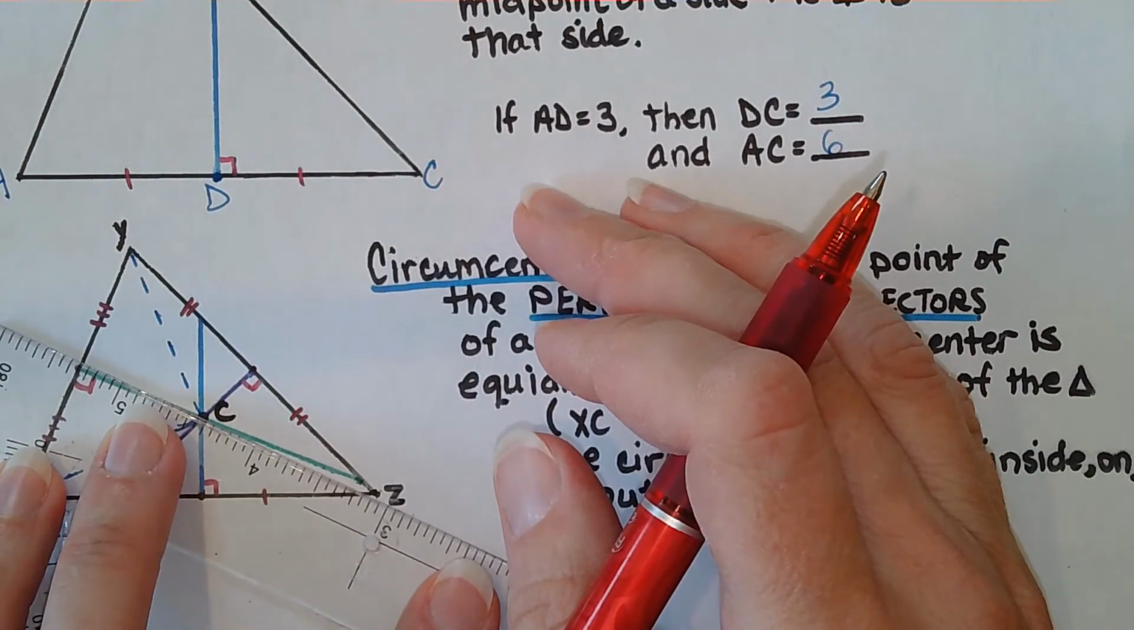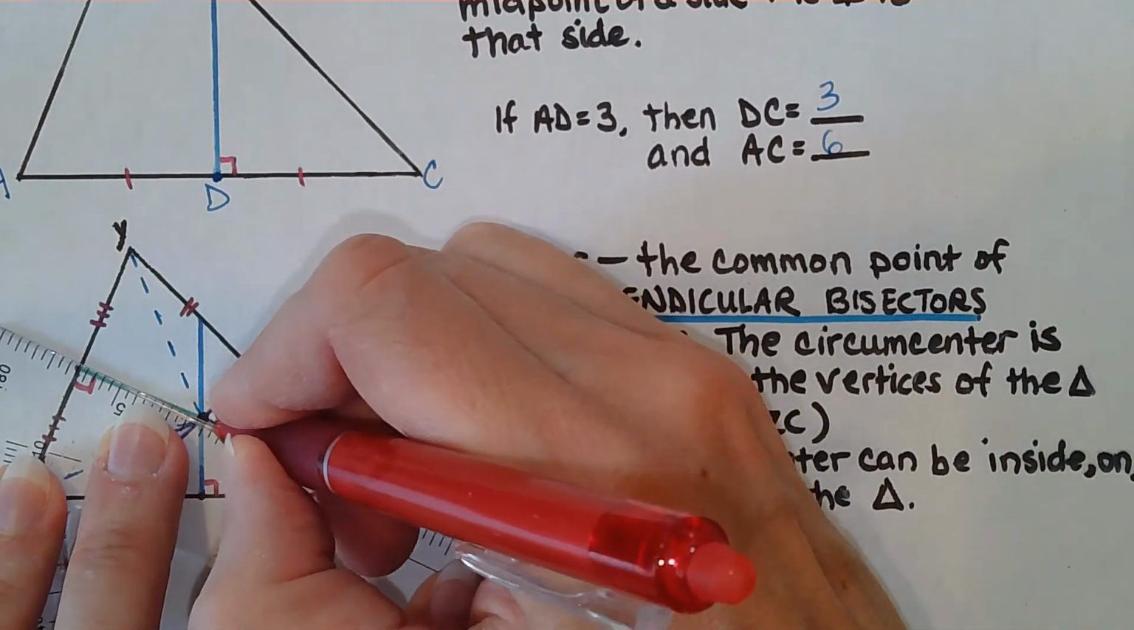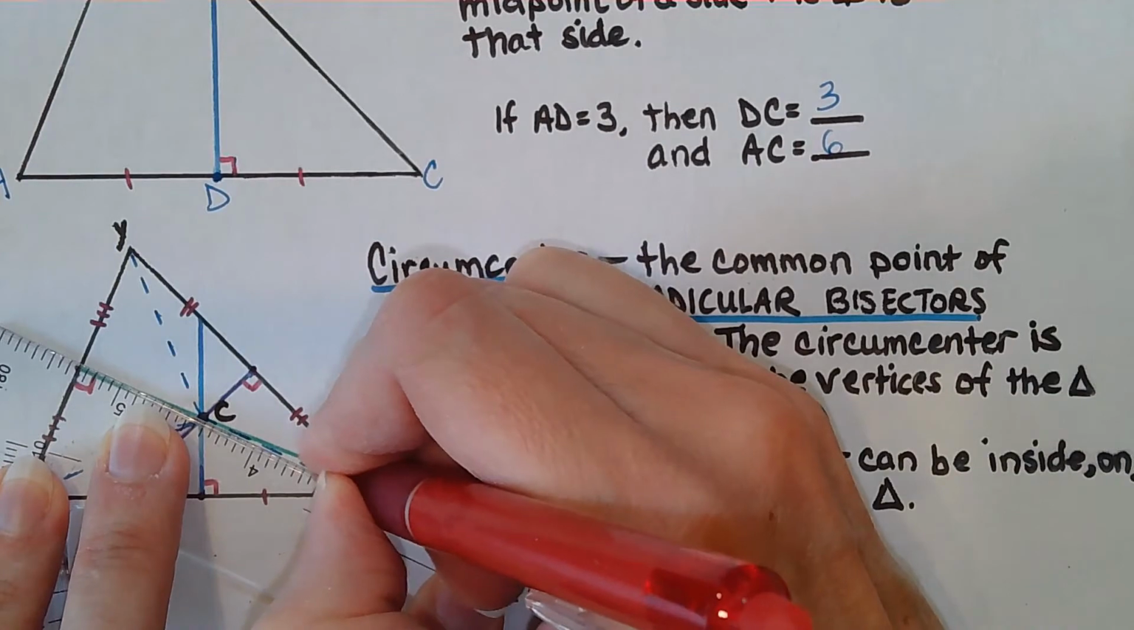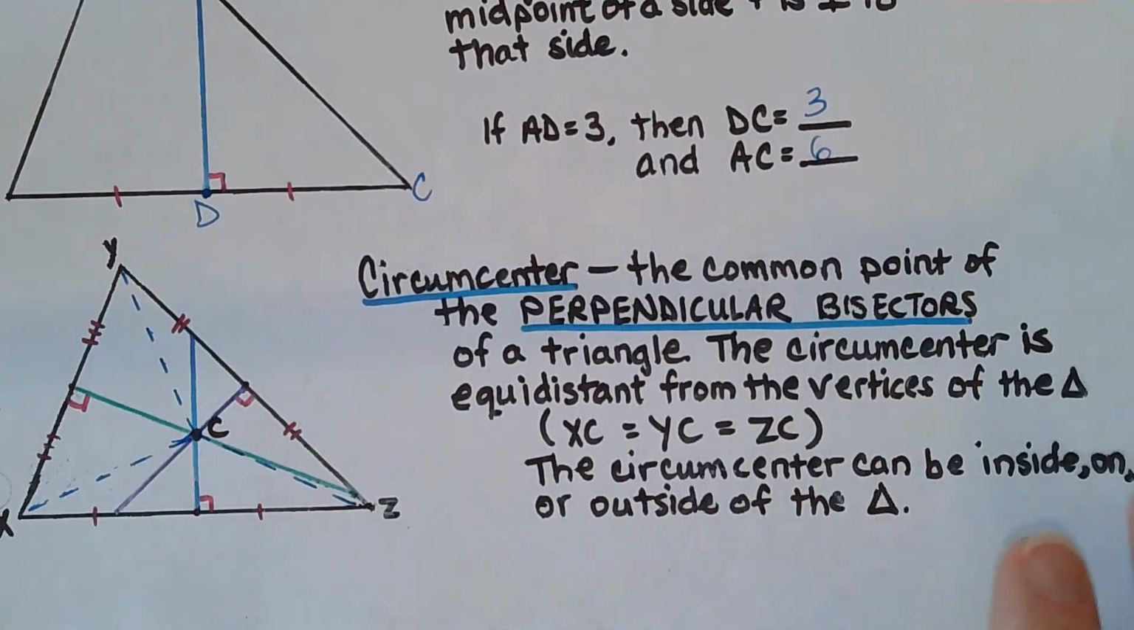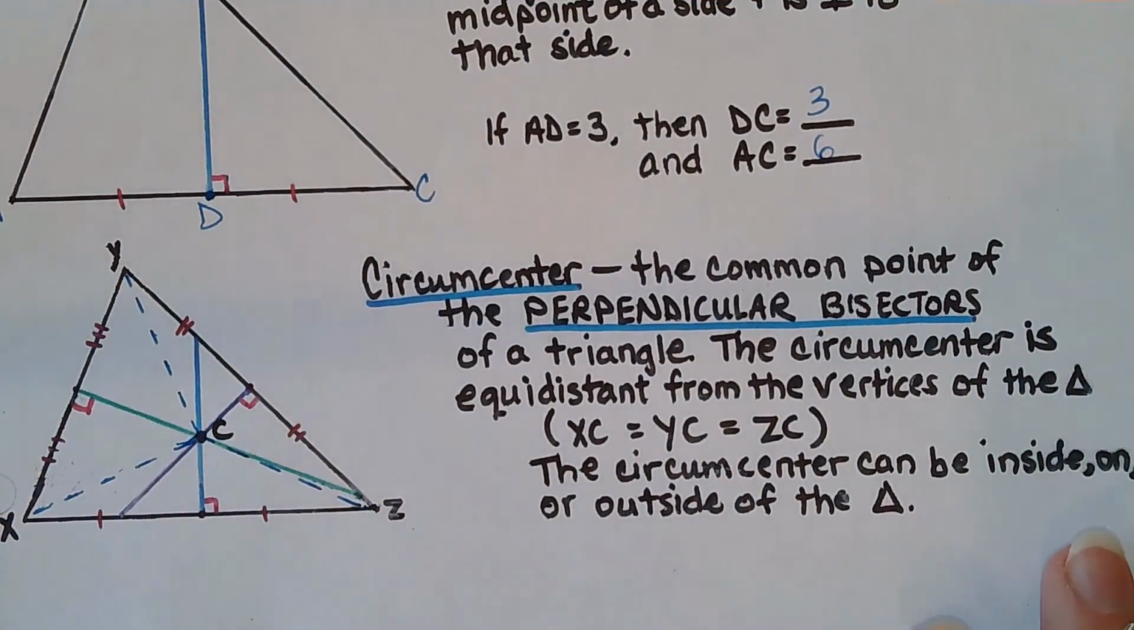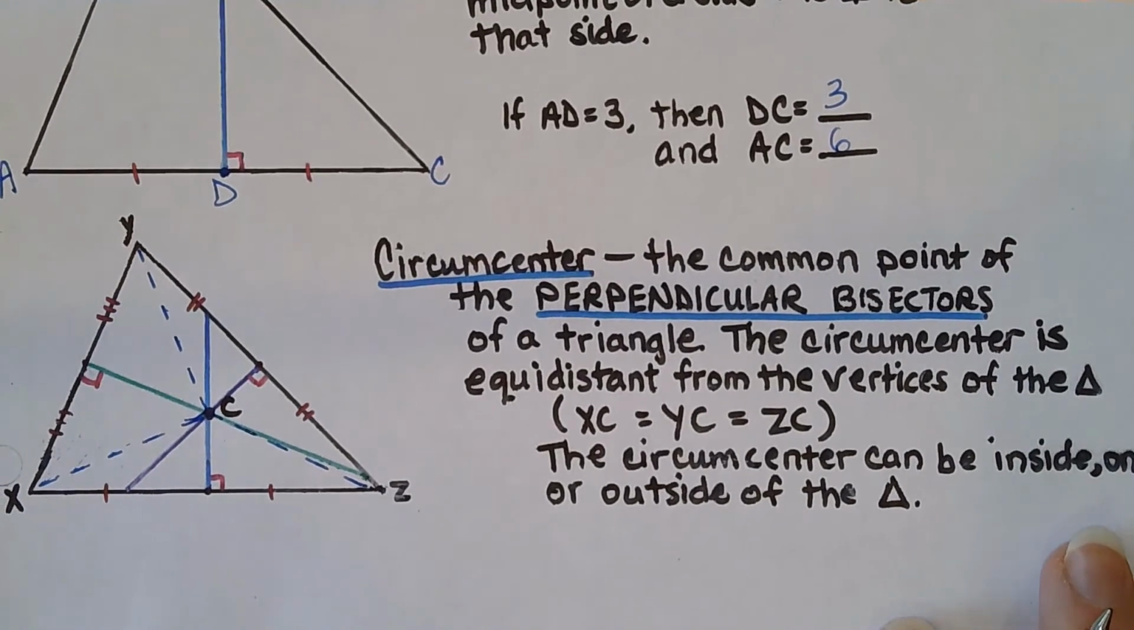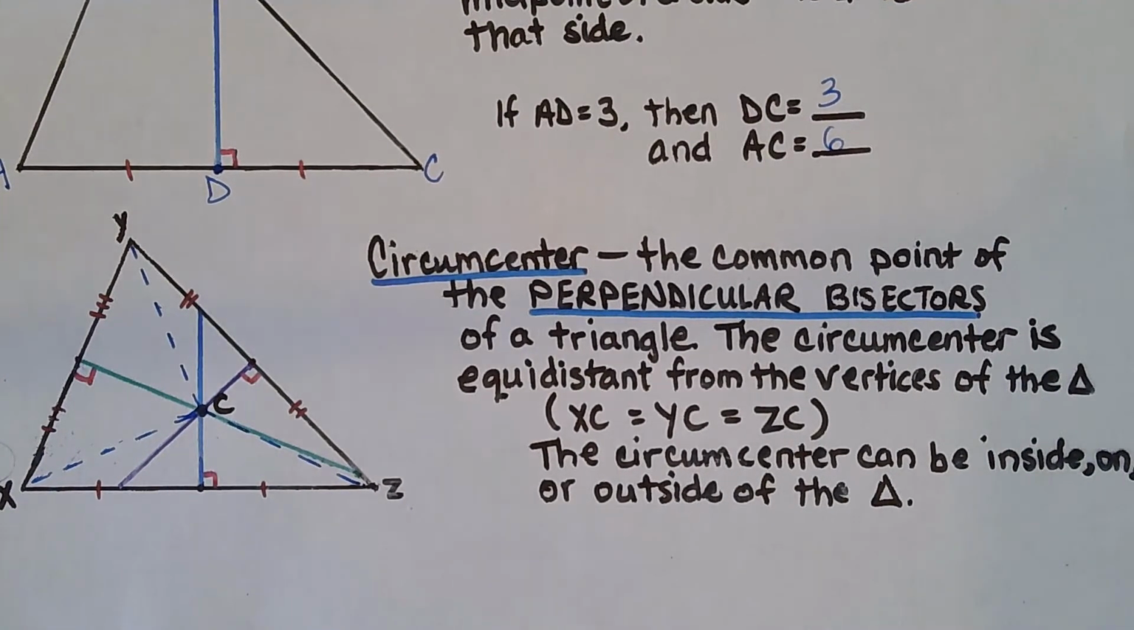So each of these dotted lines that I drew in, those represent the distance from the circumcenter to each of the vertices. And these dotted lines would all be the same length, the same distance. Okay, that's the special relationship.